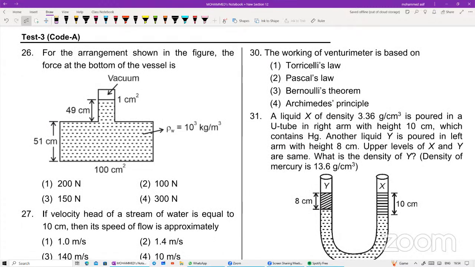The working of a Venturi meter is based on, is it Bernoulli's theorem, Pascal's law, Torricelli's law or Archimedes principle? Obviously it is based on Bernoulli's theorem.